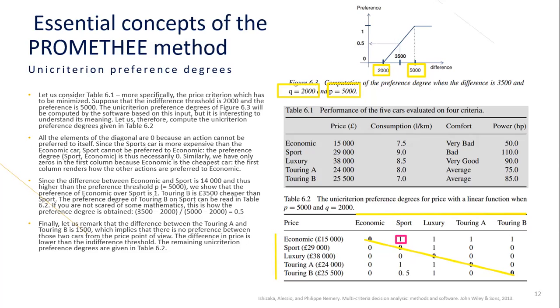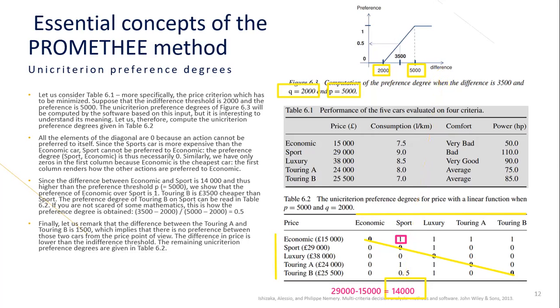The price of economic is 15,000. Sport is 29,000. So the calculation will be 29,000 minus 15,000, which equals 14,000. Now you see where this 14,000 belongs. If you go to this preference function, it's this part, right? After 5,000, somewhere in here, so it will be equal to 1, right?